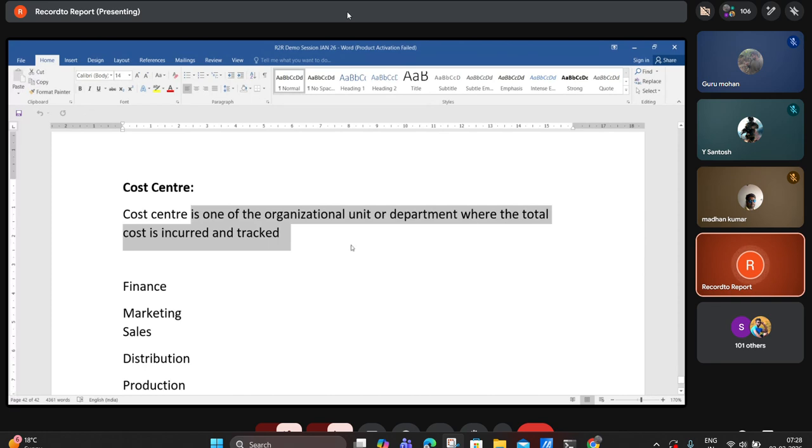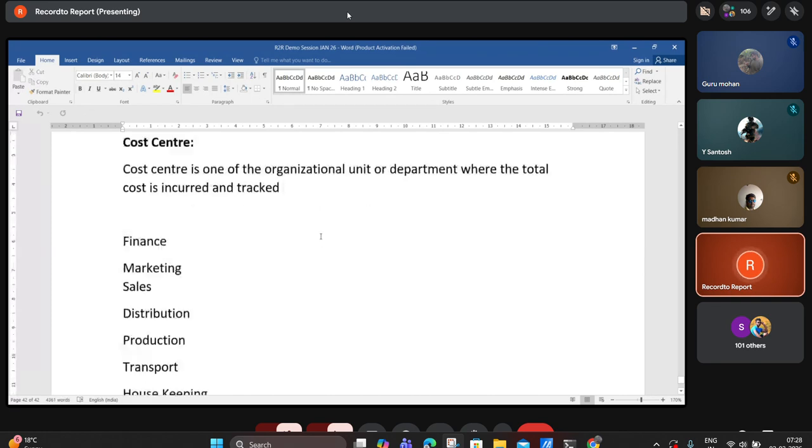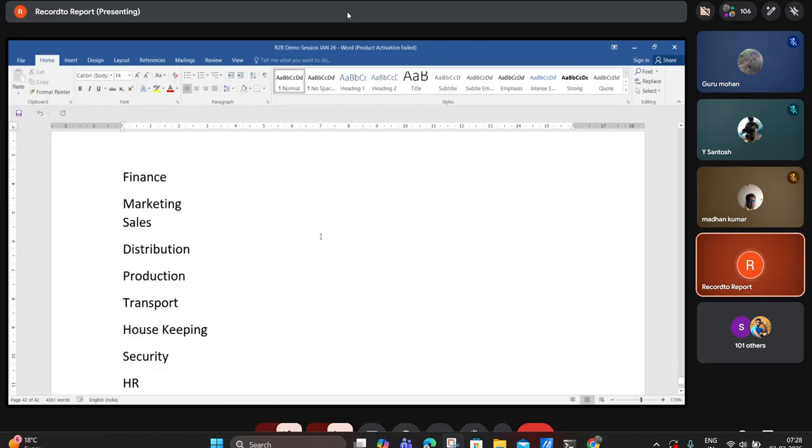Cost center is one of the organizational units where the total cost is incurred and tracked. Guys, do you understand the meaning of cost center? Yes. Okay. So let me give you examples of how the differentiation between the cost center and profit center works.